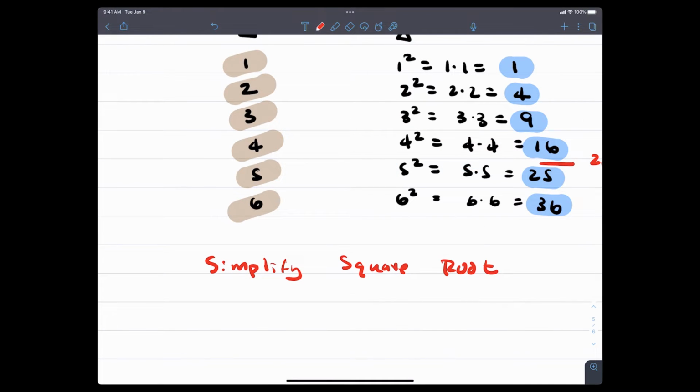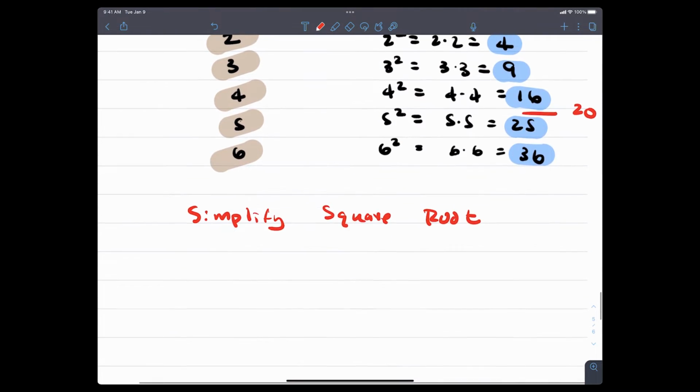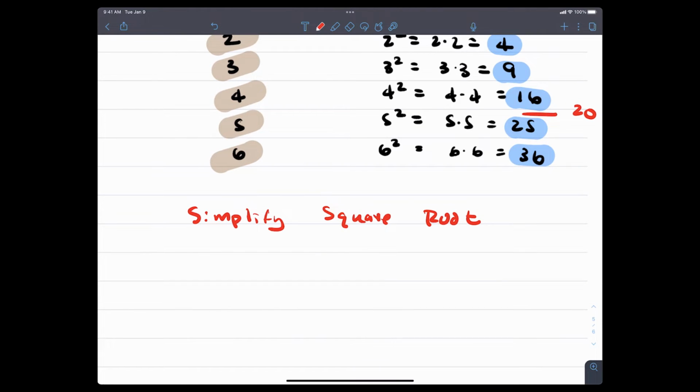So I do warm-ups, and I remind people, how do you do the square root of 20? How do you simplify a radical? You guys see what I'm saying? See the difference? So there's a process. Do you guys remember the process?